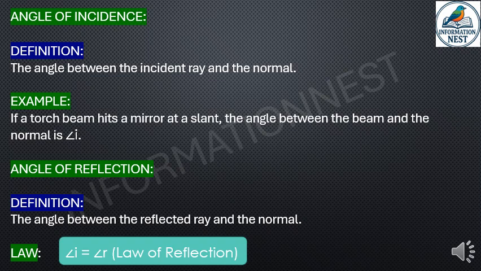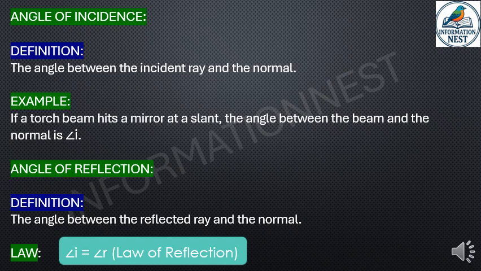First up, the angle of incidence. This is the angle between the incident ray, the one that hits the surface, and the normal, which is that imaginary referee line standing straight up. So, if you shine a torch at a mirror at a slant, the angle between the beam and the normal is called the angle of incidence.